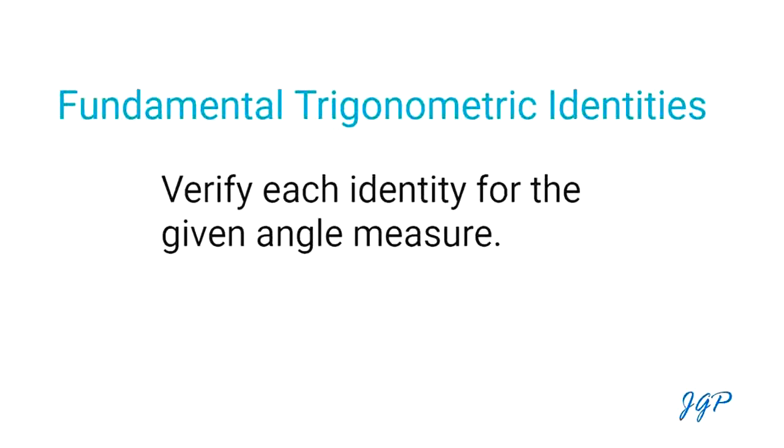Our video lesson is about fundamental trigonometric identities. So this time we will verify each identity for the given angle measure. So our goal here is to verify or prove that the given trigonometric equation is a true statement, meaning the left side and the right side of the equation should be equal.